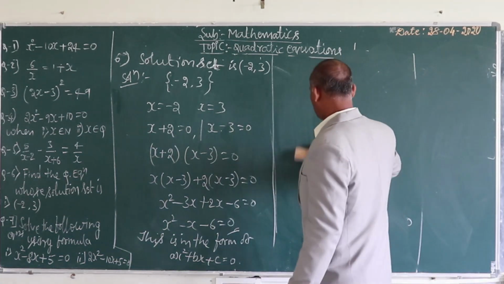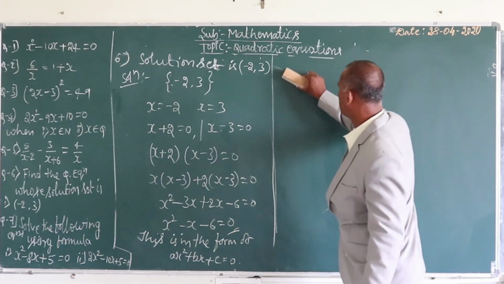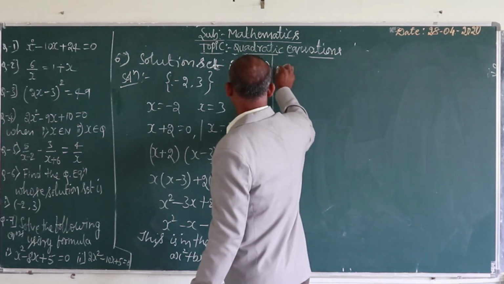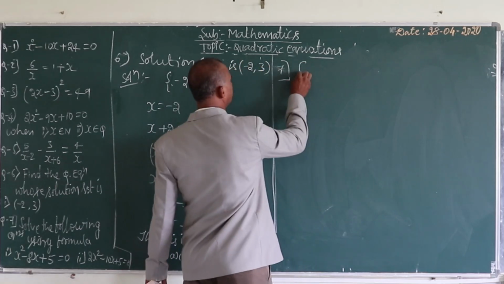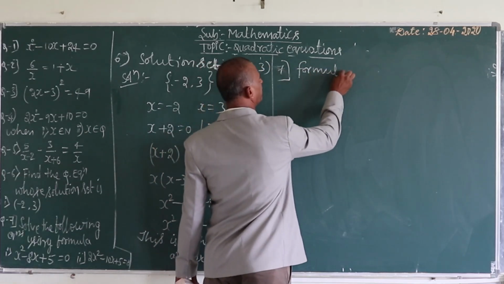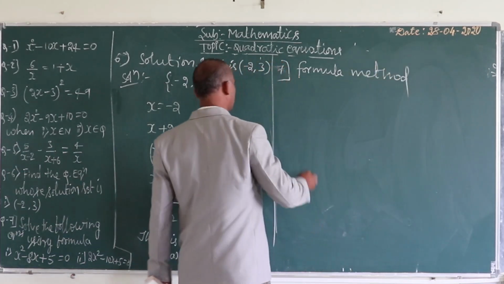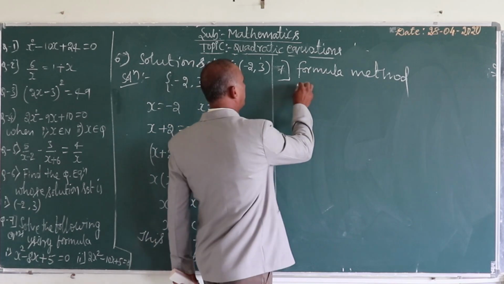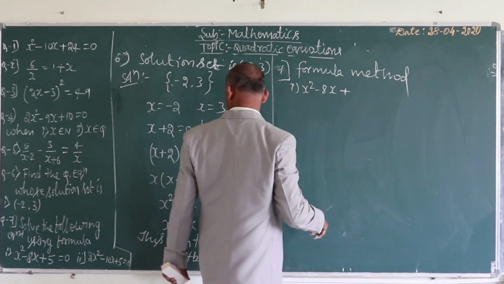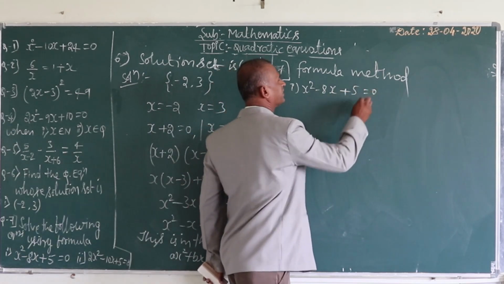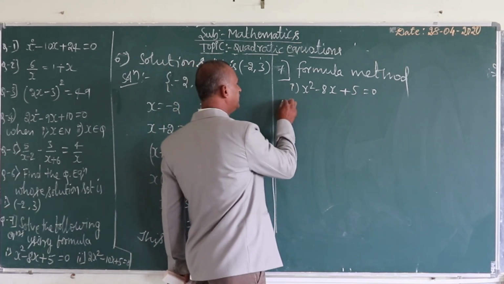Now next, we have to go for the formula method. The formula method is the seventh one. In the formula method, first, what is this? X square minus 8x plus 5 equals 0. They gave us this equation.